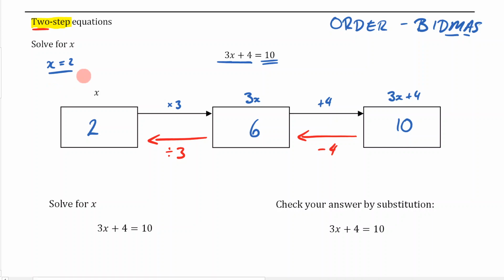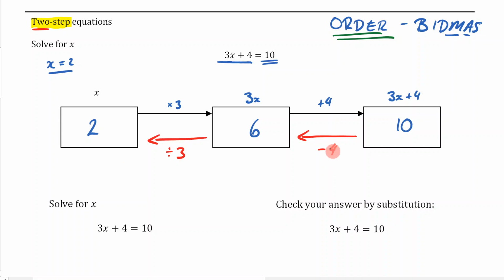That's our answer. But remember, flowcharts are just training wheels. We don't want to become reliant on the flowchart. We want to learn the real way of doing this. But before we go through the real way, we need to really appreciate the order some more. And the order in which we went backwards this time.